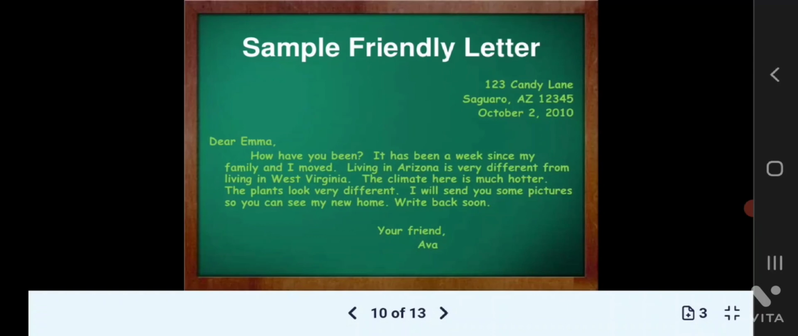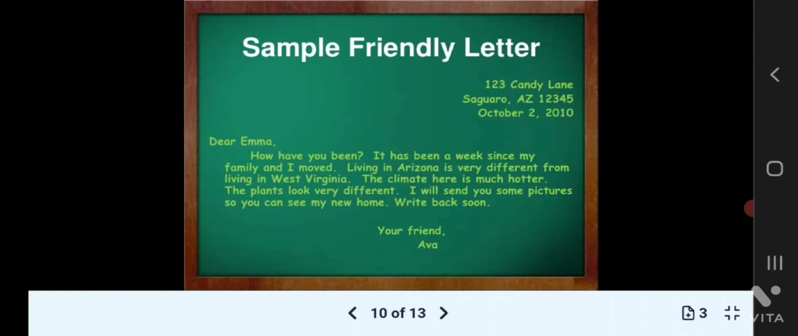So this is a sample friendly letter. Okay, this is a letter from Ava. She wrote her return address on the top right part of her letter. It says 123 Candy Lane, Cigarro, Arizona 12345. The date, October 2, 2010. She wrote it for Emma. So she writes, Dear Emma, how have you been?